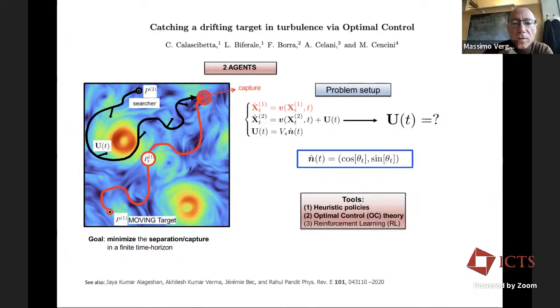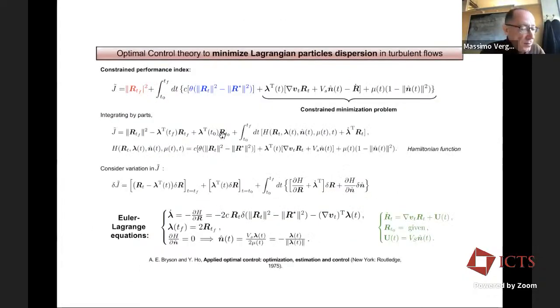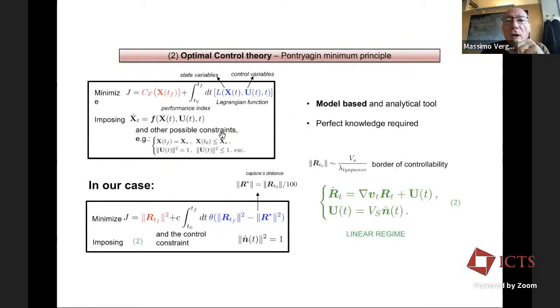Similar problems have been also attacked by the group of Rahul, Jeremy, and collaborators recently. But when the target is fixed in the flow, here we are speaking about a target that has the extra complexity to be advected in a random way, in a turbulent way inside your media. For this problem, now I don't have time, but it's just a sort of advertisement. We are working on 3 different directions.